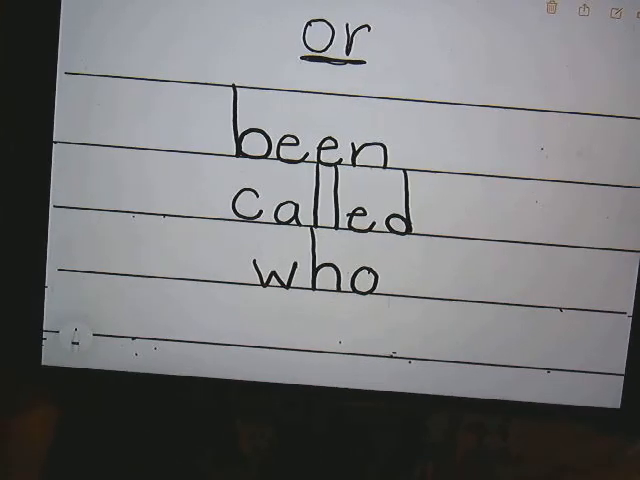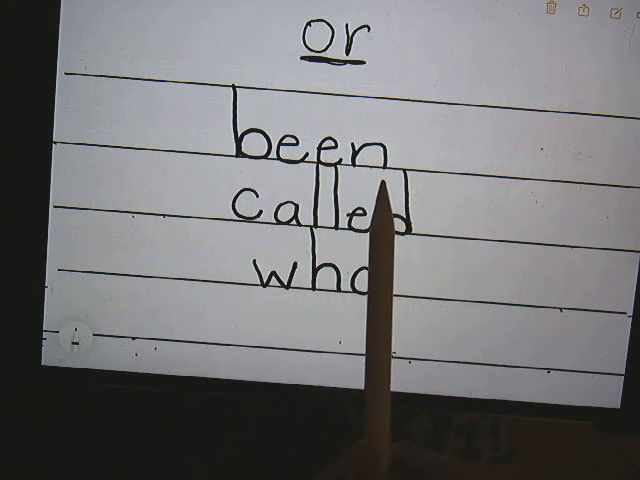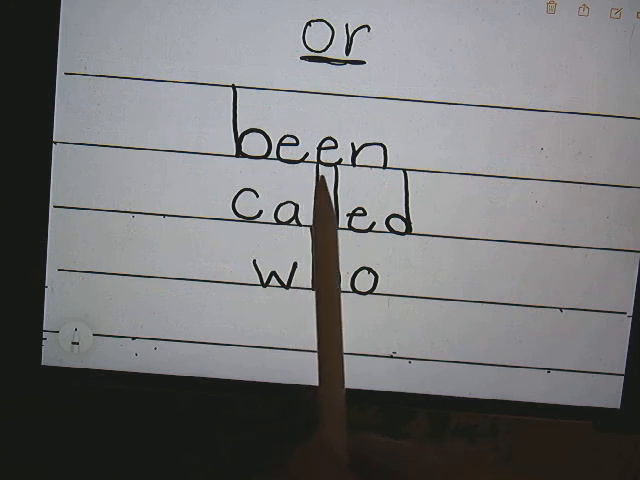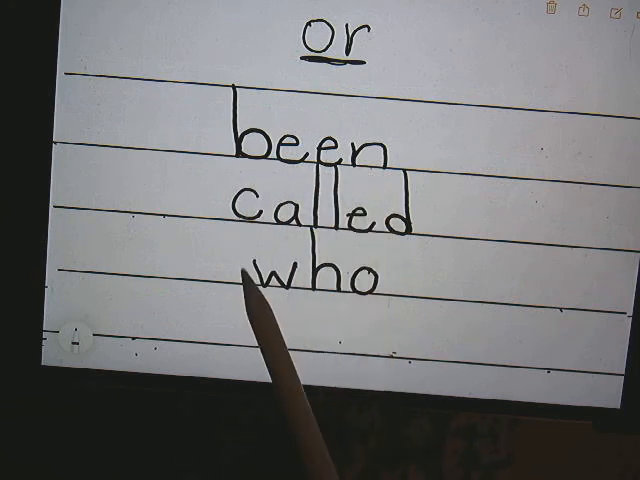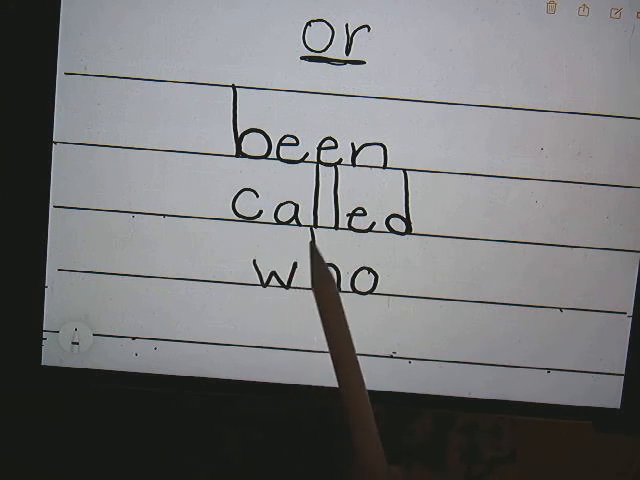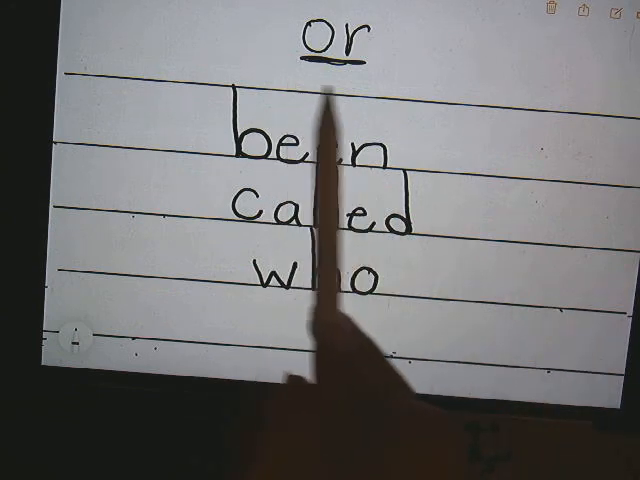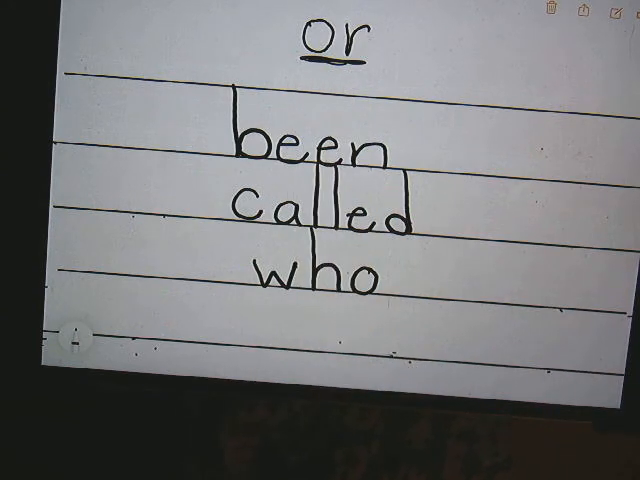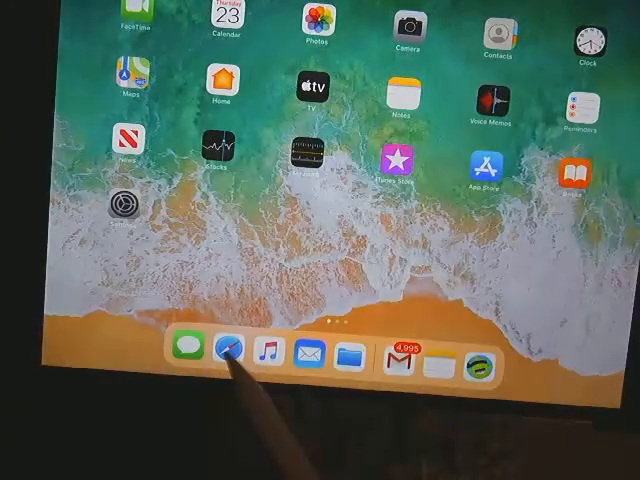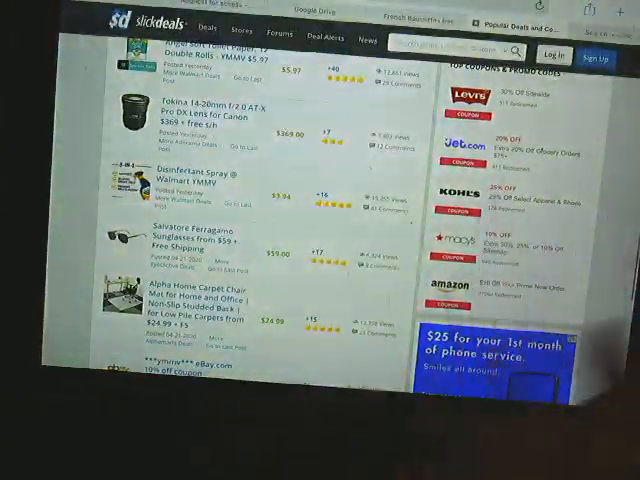All right, these are the 3 irregular high-frequency sight words. The first word is been. Say it, spell it. B-E-E-N, been. The next word is called. Say it, spell it. C-A-L-L-E-D. The word is called. And the next word is who. Say it, spell it. W-H-O, who. We're going to be looking for these irregular sight words along with sounding out those O-R words in our decodable work. So let's get started on that.